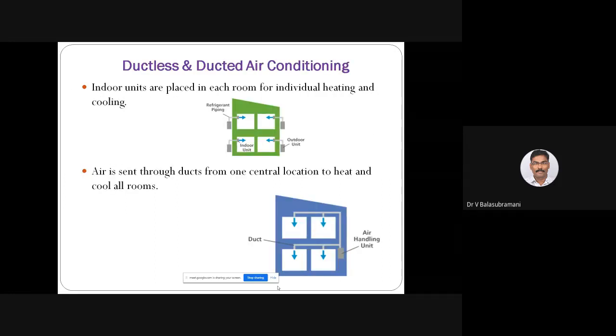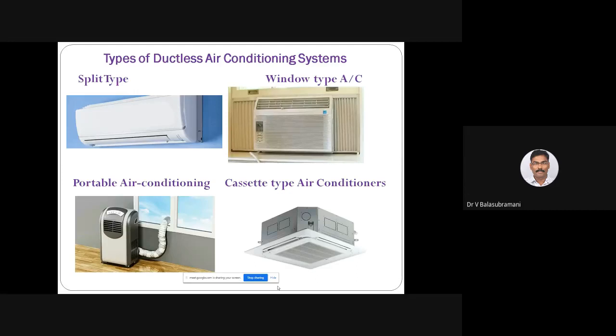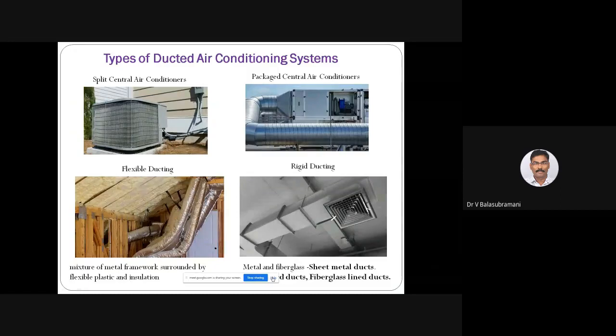And then the types of air conditioning: there are 2 types, everyone is well aware of it, ductless as well as ducted. In ducted air conditioning, we have to use an air handling unit. From the air handling unit, through the ducts, we supply the required air to the room. But in ductless air conditioning, we use an outdoor unit, and that particular unit supplies air to the particular room only. The types of ductless air conditioning systems, everyone is aware of: split, window, portable, and cassette type air conditioners. And the ducted air conditioning systems are the split central air conditioning and the packaged central air conditioners.